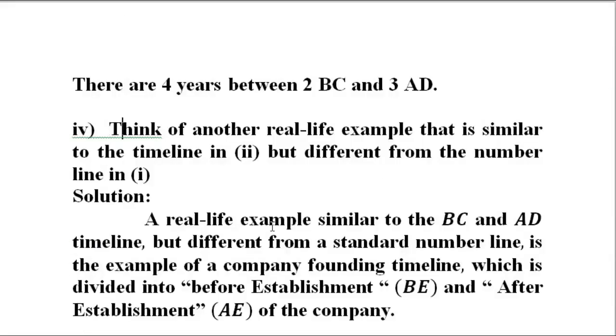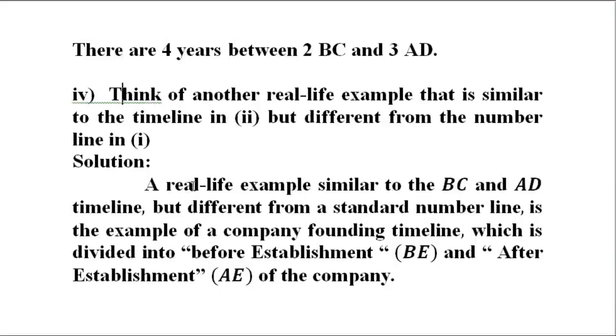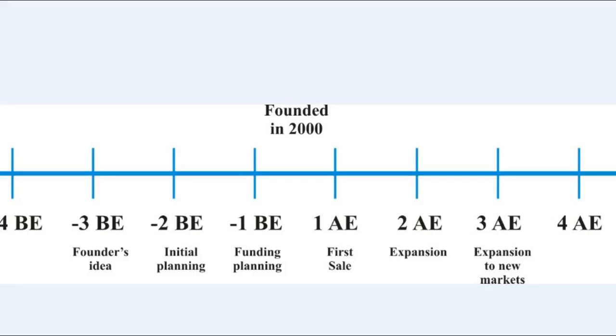Fourth part from this question is, think of another real-life example that is similar to the timeline in the second part but different from the number line in the first part. A real-life example similar to the BC and AD timeline but different from a standard number line is the example of a company founding timeline, which is divided into before establishment BE and after establishment AE of the company.